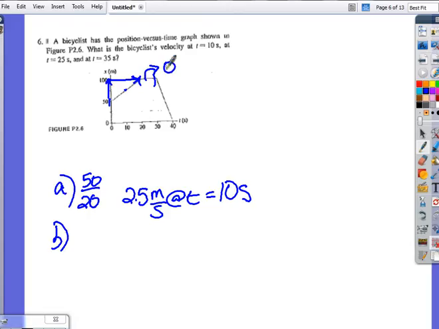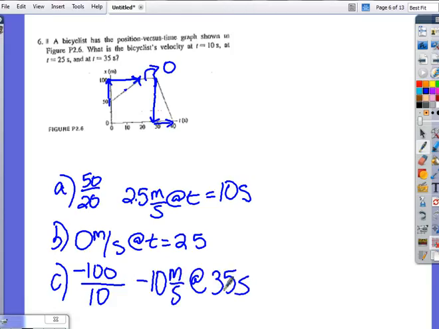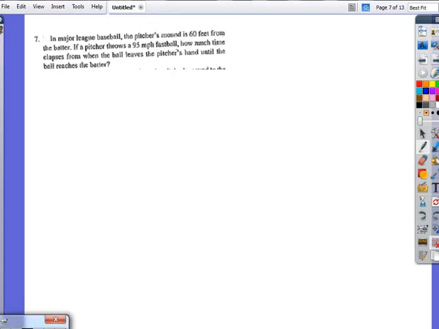For part B, we're talking about this section, that's 25 seconds. This slope is 0, so that means I have a speed of 0 meters per second at t equals 25. Finally, for C, we need to find the slope of this section. So I go from 100 to 0, so I just went -100 from 30 to 40, so over 10. So I just went -10 meters per second at 35 seconds. That one was pretty easy.